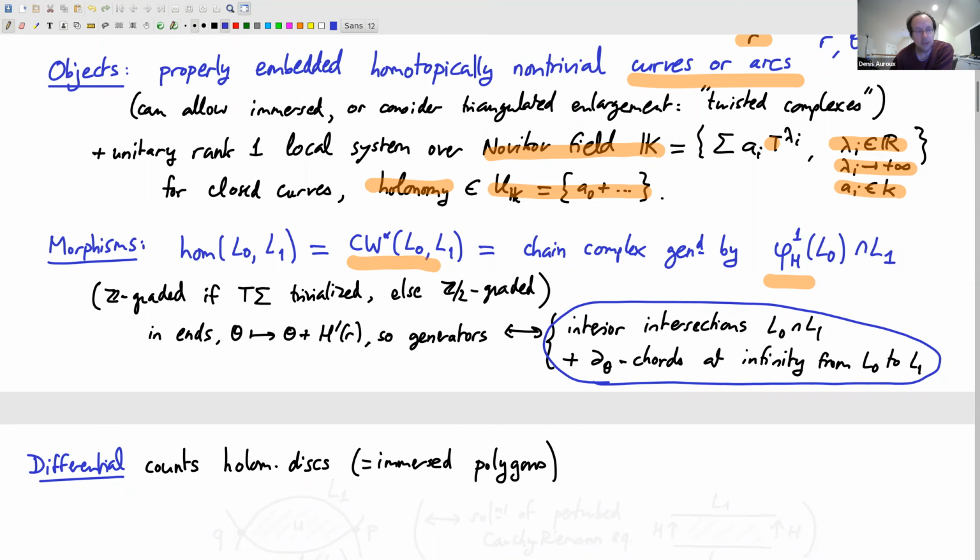The other answer, which will be clearer later, is that you can cut things into pieces. And when you cut things into pieces, you have to allow non-compact Lagrangians.